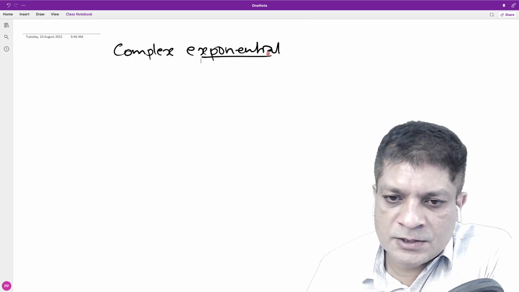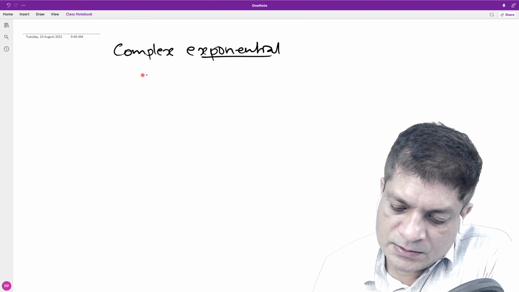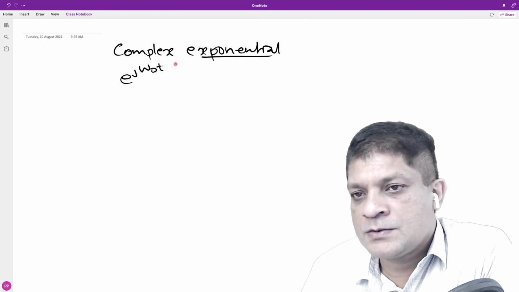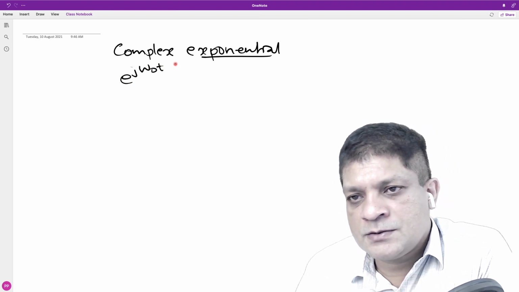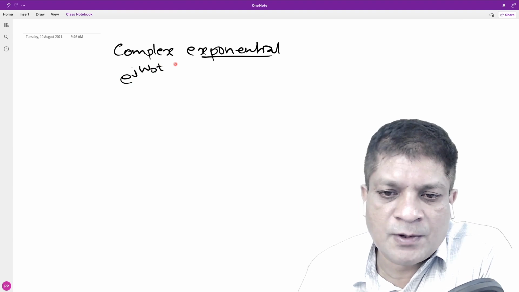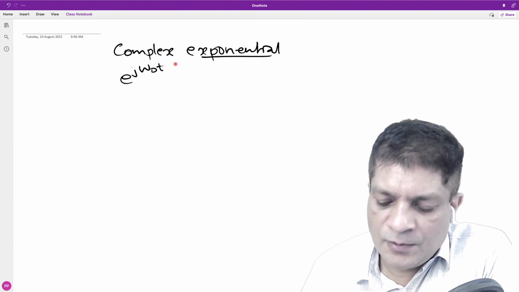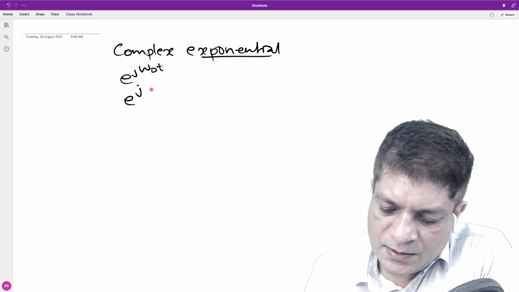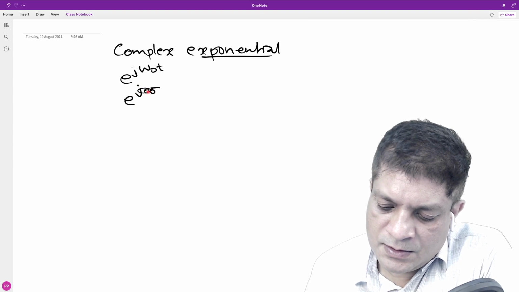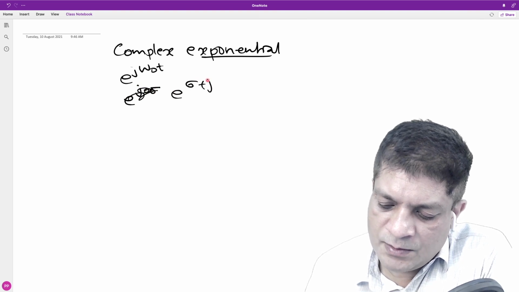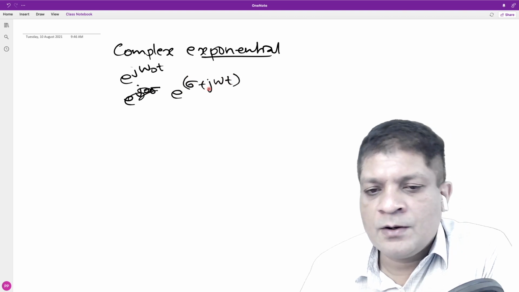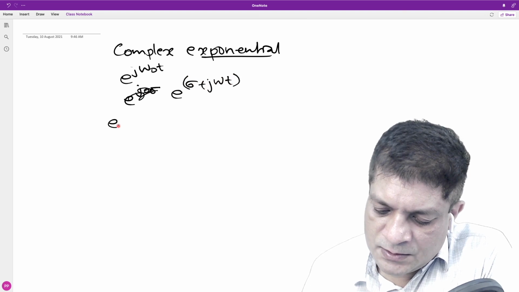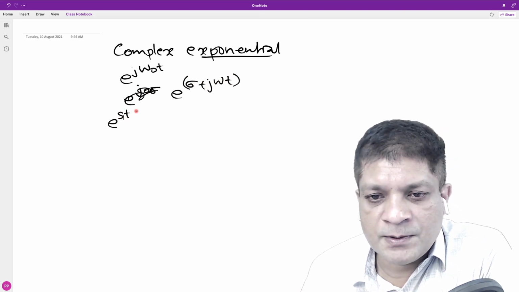The form of complex exponential signal that we discussed in the previous class is e to the power j omega naught t. This is a special case of a complex exponential signal. The general form of a complex exponential signal is e to the power sigma plus j omega t. You must have studied this in your mathematics course, Laplace transform, where you express it in terms of e to the power st, isn't it?